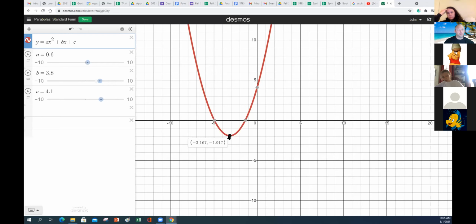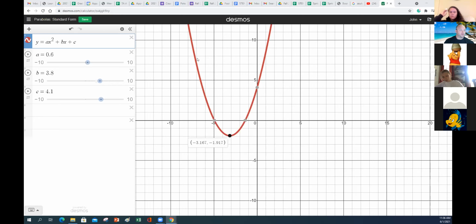We would negate my H value, so it'd be plus, okay? We would subtract, so K would be negative or minus 1.917. Multiply it by A. A is what we don't know. We would have to solve for A. But notice that my K value is not where the y-intercept is. We would have to multiply what A is by H squared plus our K value.